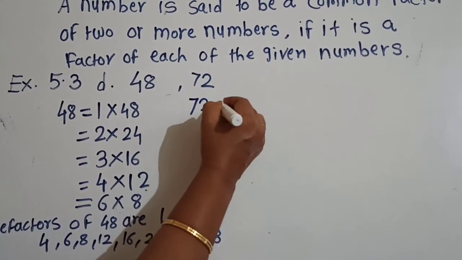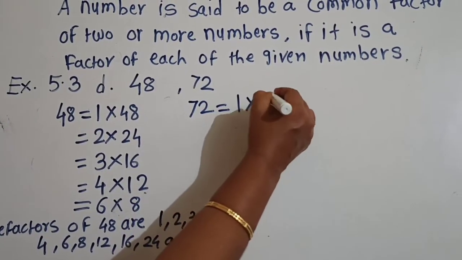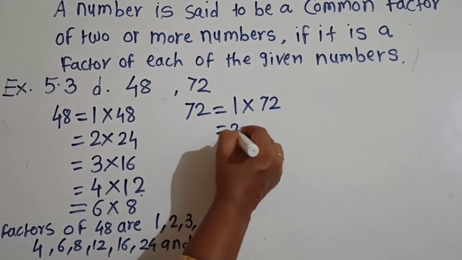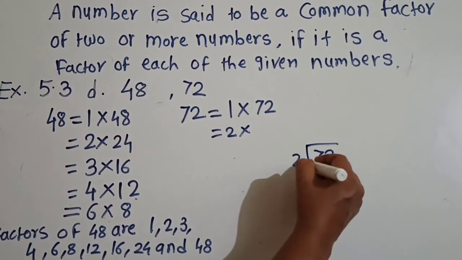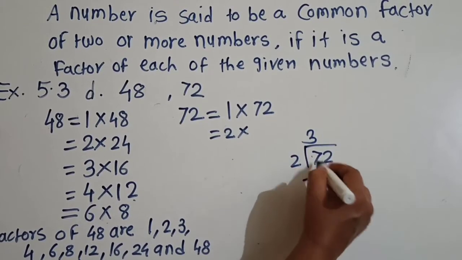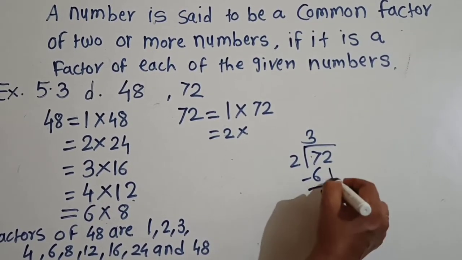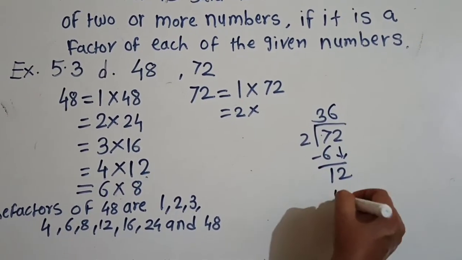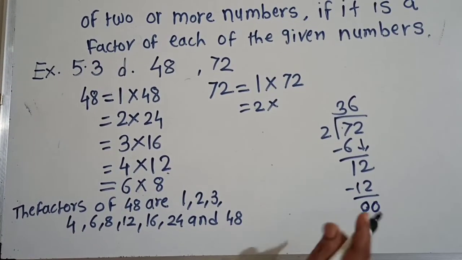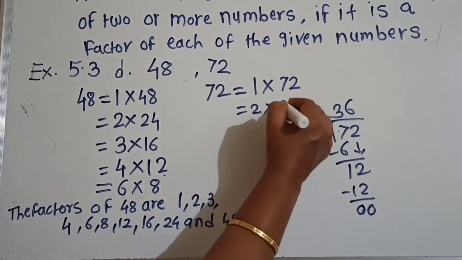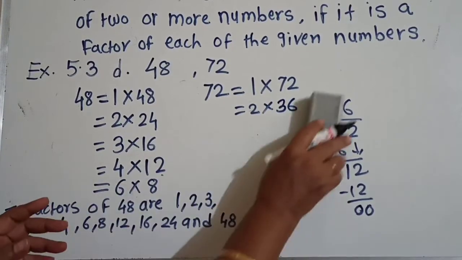Now we will see 72. 72 means 1 multiplied by 72. Then 2 multiplied by, what will come here? 72 divided by 2. 2 3s are 6. 7 minus 6, 1. Then 2. 2 6s are 12. Okay. 12 minus 12, 0. So 2 multiplied by 36. 2 is a factor of 72.